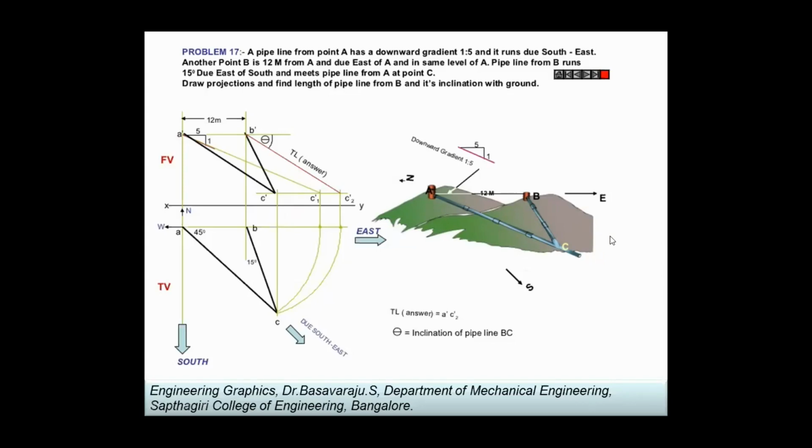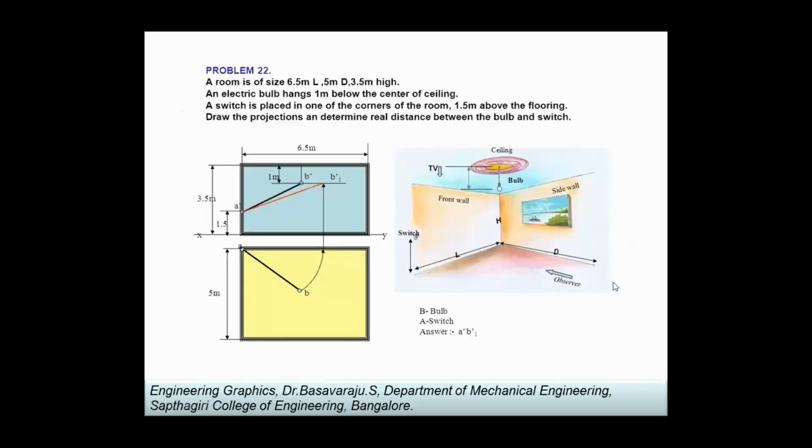Maybe some of you may work on this if you go for jobs, or as a civil engineer, and represent the same. One more practical application. A room is of size 6.5 meters length, 5 meters depth and 3.5 meters height, like this: L, D and H. And an electric bulb hangs 1 meter below the center of the ceiling. See, from the ceiling, this bulb is hanging at exactly 1 meter. And a switch plate is placed in one of the room corners.